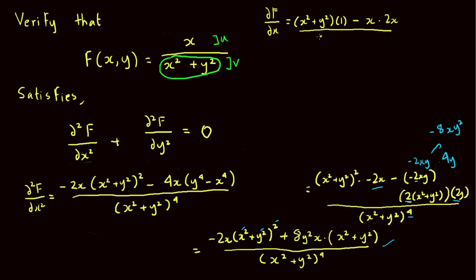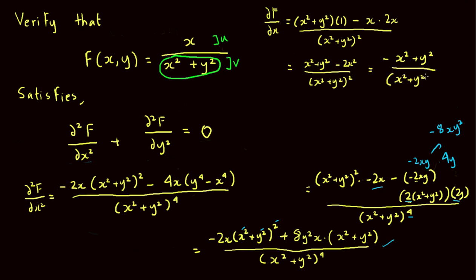So v squared is obviously (x squared plus y squared) to the power of 2. So it's going to be x squared plus y squared minus 2x squared over this, (x squared plus y squared) to the power of 2. So it's just simply negative (x squared plus y squared) over (x squared plus y squared) to the power of 2. Okay, so I'm gonna erase that first. I think this sounds about quite right, so I'm gonna have to also put this in.